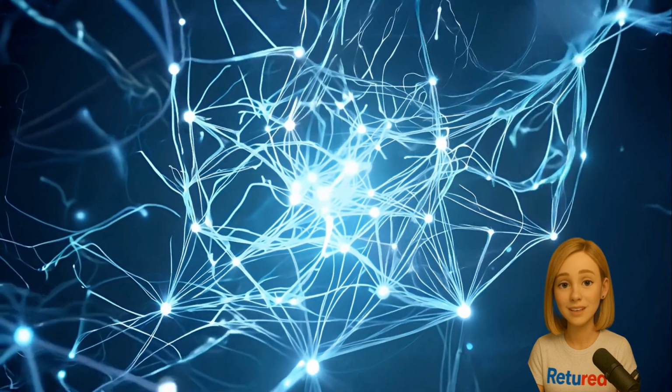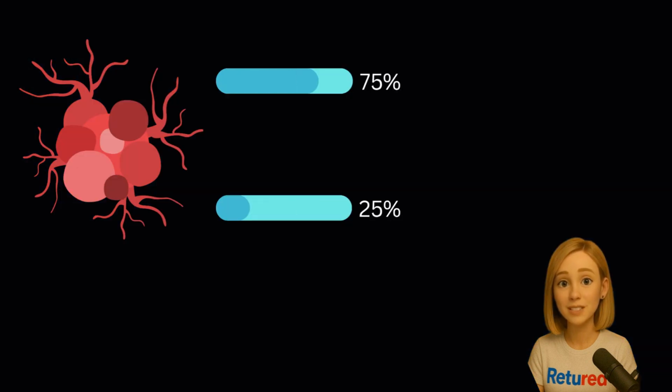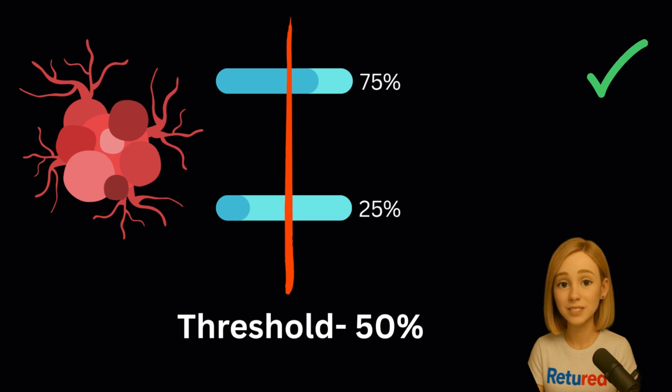Many models don't just say yes or no. They output a probability score, like I'm 75% sure this is a positive case. We then pick a threshold, say 50%, to make the final decision. Curve-based metrics evaluate the model across all possible thresholds.